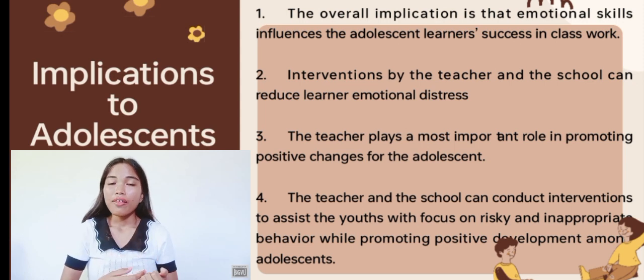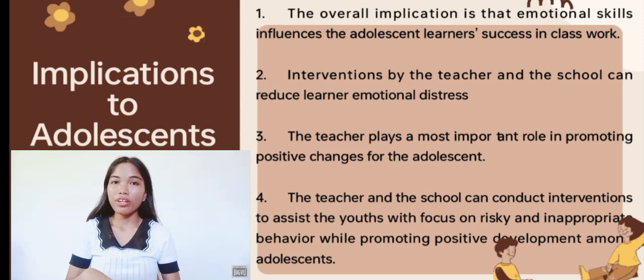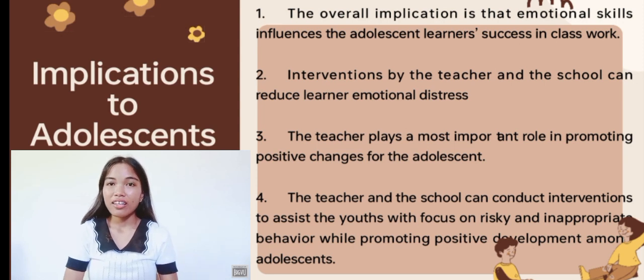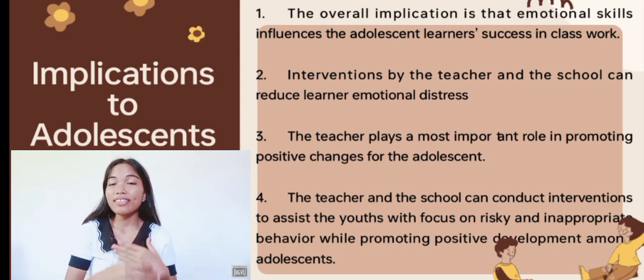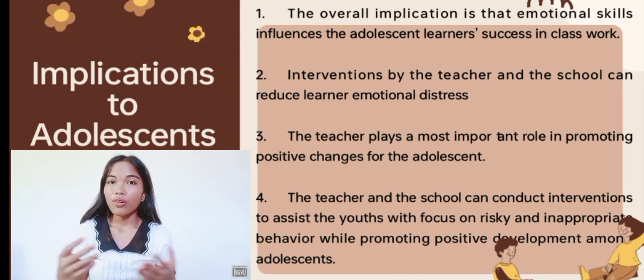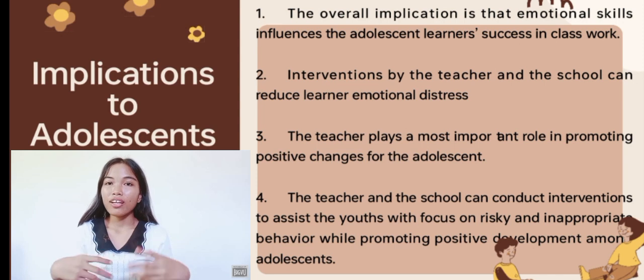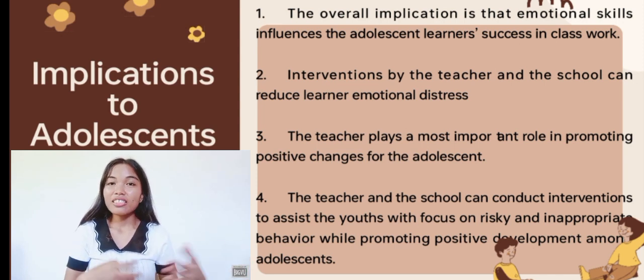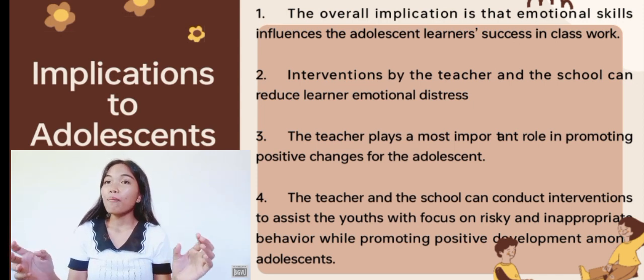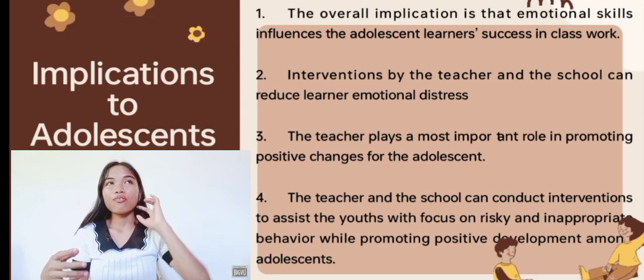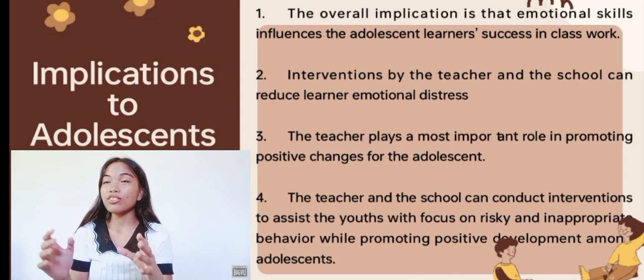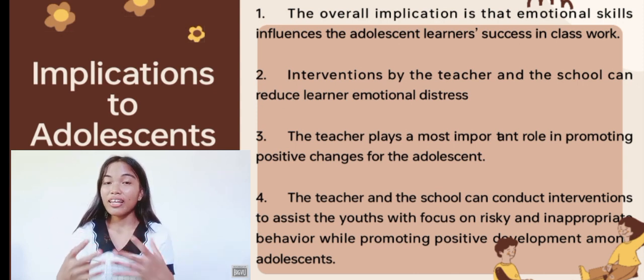Number 3, the teacher plays the most important role in promoting positive changes for the adolescent. Teachers can act as role models for students by demonstrating positive emotional skills themselves and providing guidance and support to help students develop their skills. For example, a teacher who models empathy and social skills is more likely to promote these qualities in their students. Because students watch what they see, for example, if you idolize someone, you will do what your idol does.